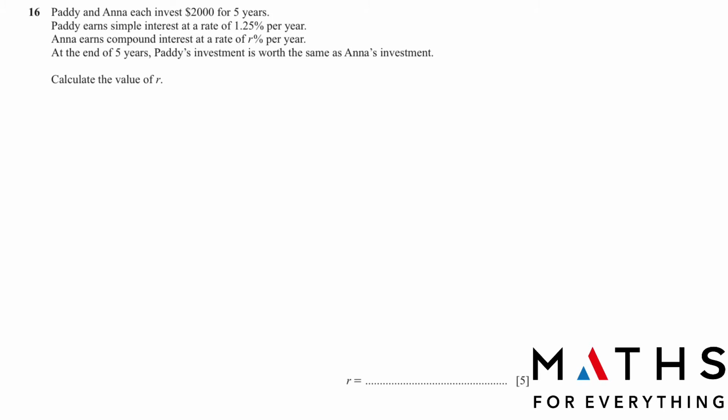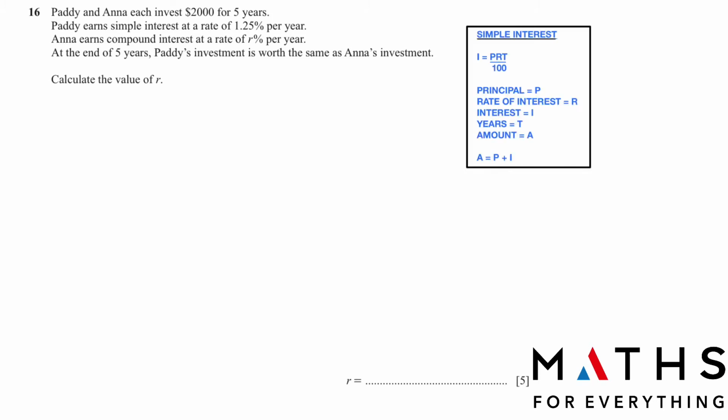What is her final amount? By using the simple interest formula. Simple interest is equal to PRT over 100, where P is the principal, R the rate of interest, I is interest, and years is T. But this will only give us interest. To find the amount, which is A, we need to use one more formula. Amount is equal to principal invested plus the interest we got.